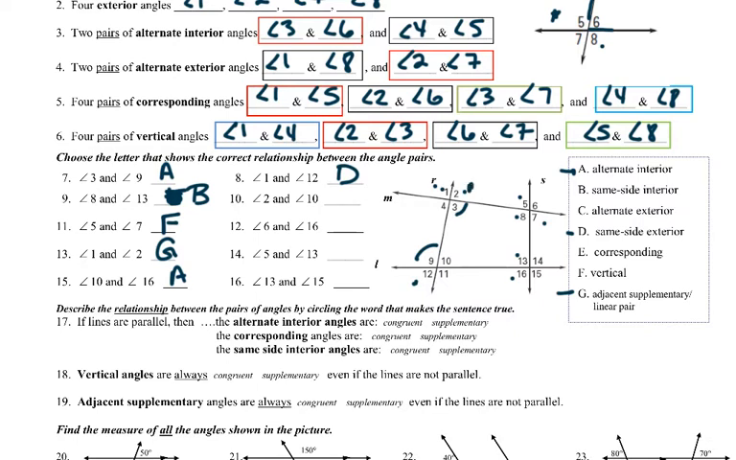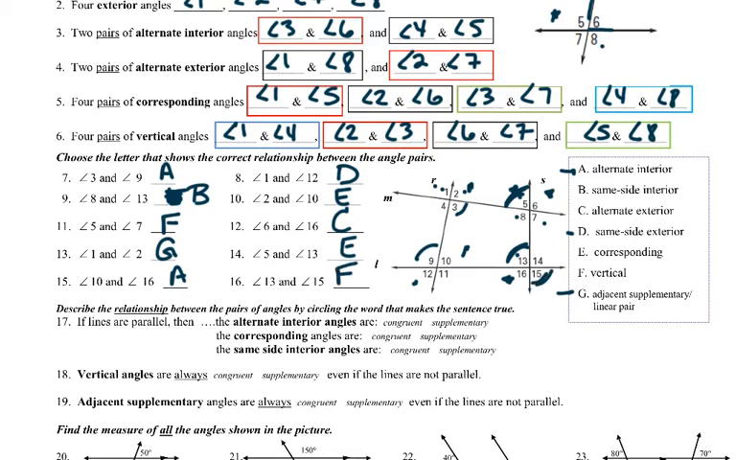Now I'm on 2 and 10, those are corresponding. 6 and 16, those are alternate exterior, C. 5 and 13, here's 5, here's 13, those are corresponding, E. And then finally 13 and 15 are vertical angles.